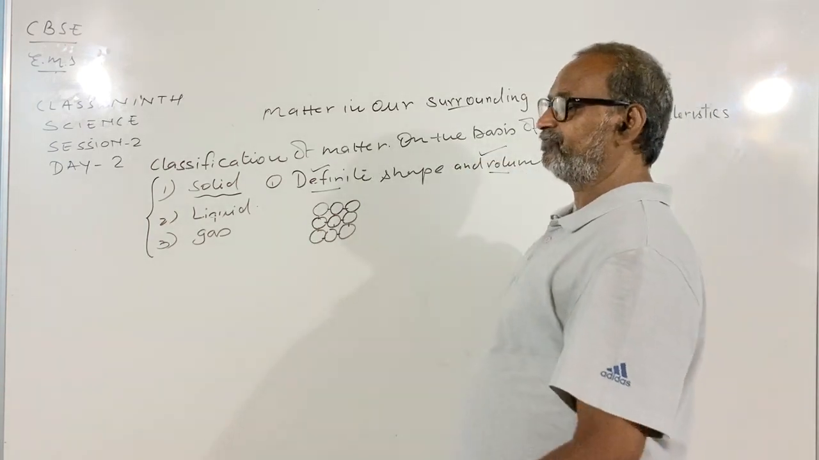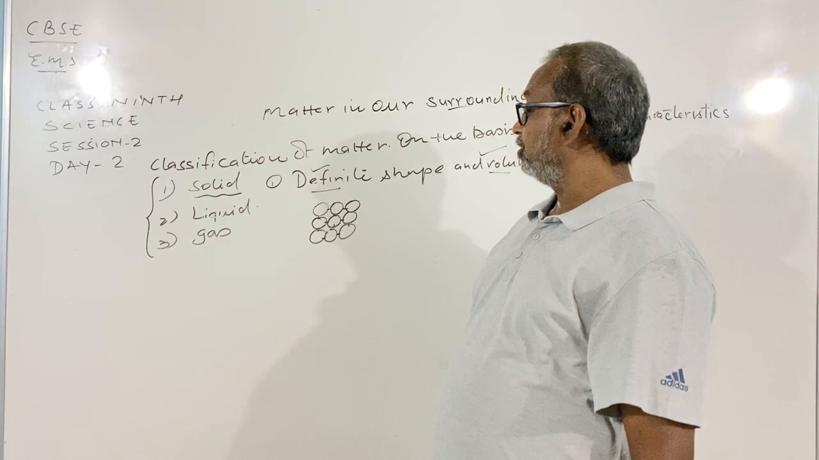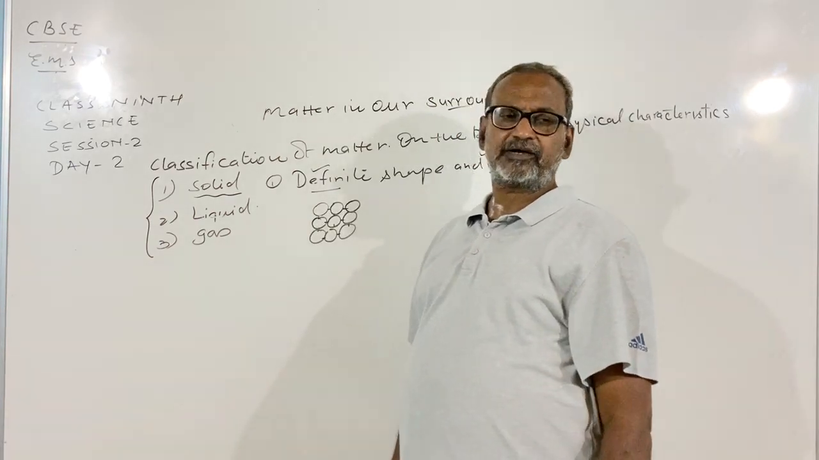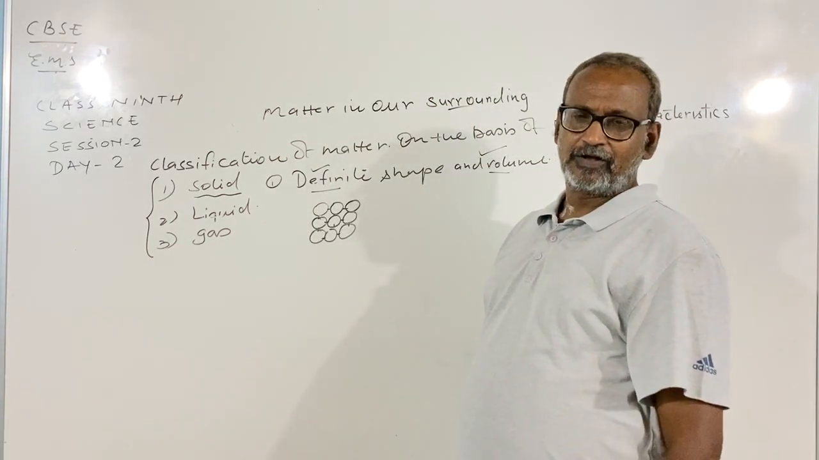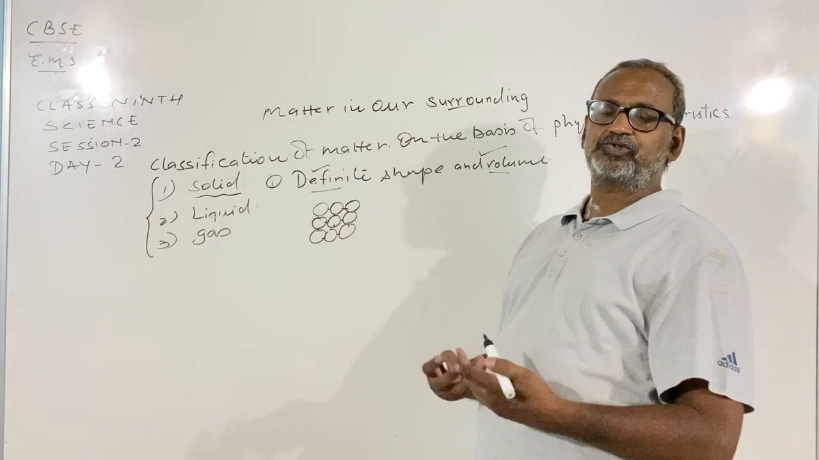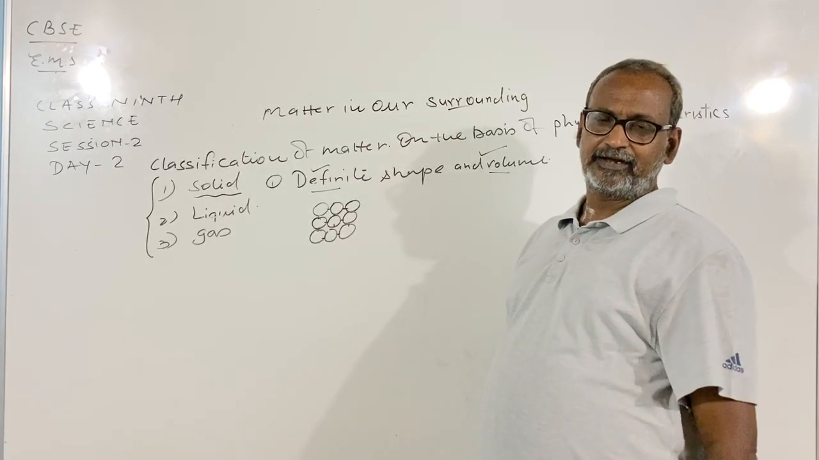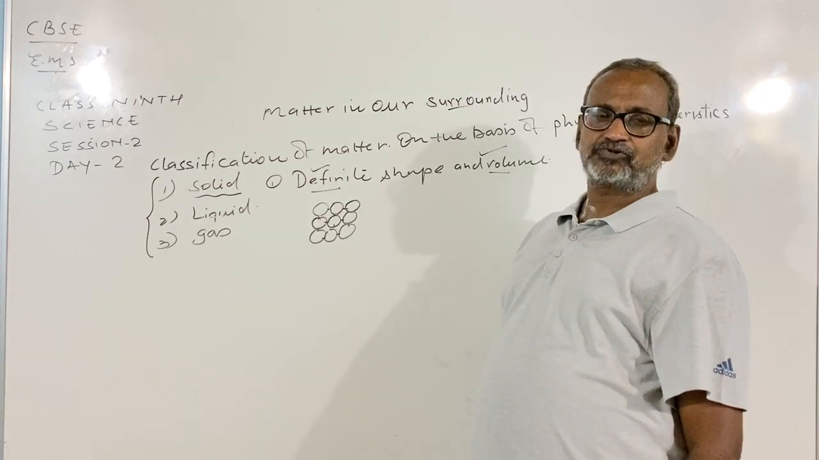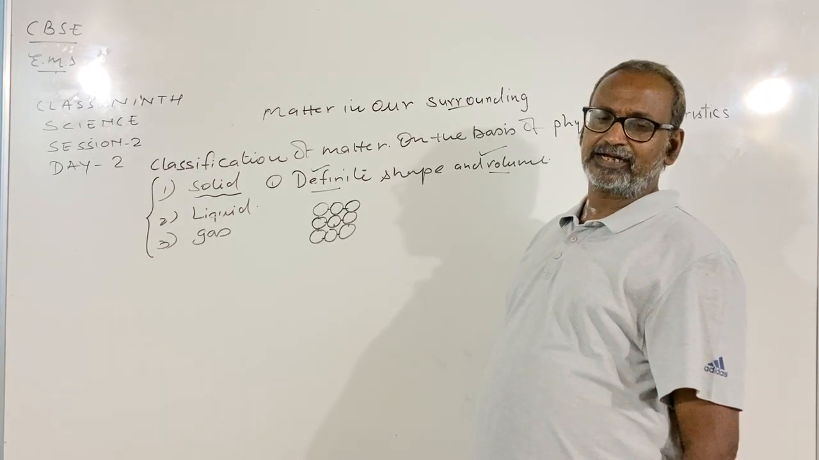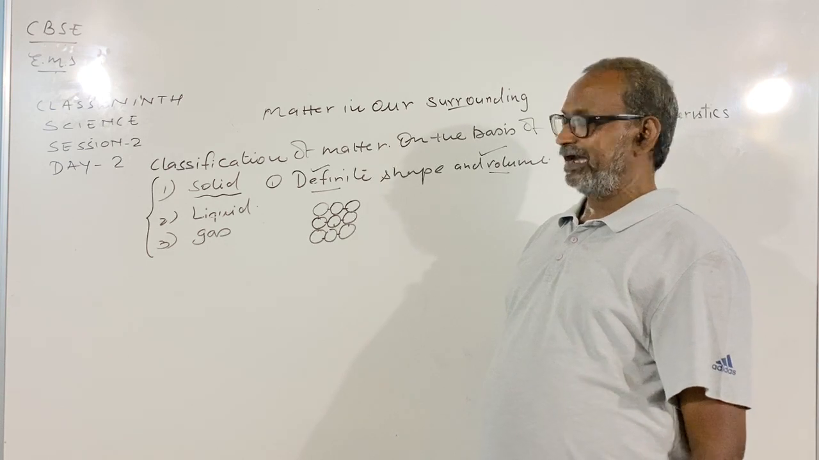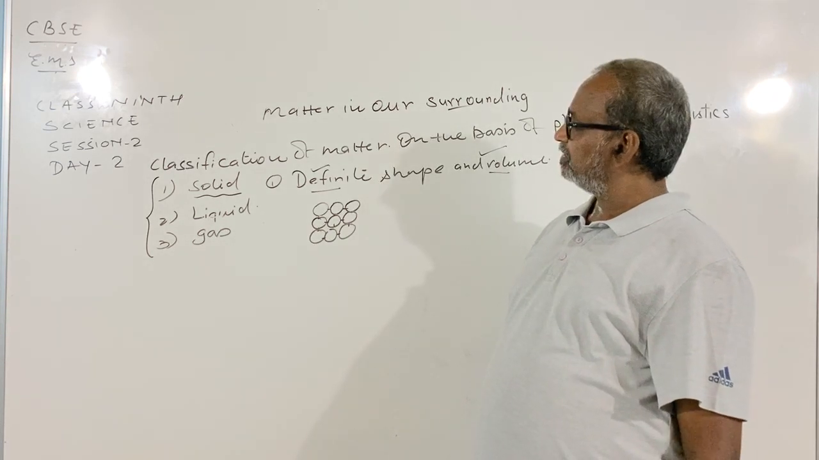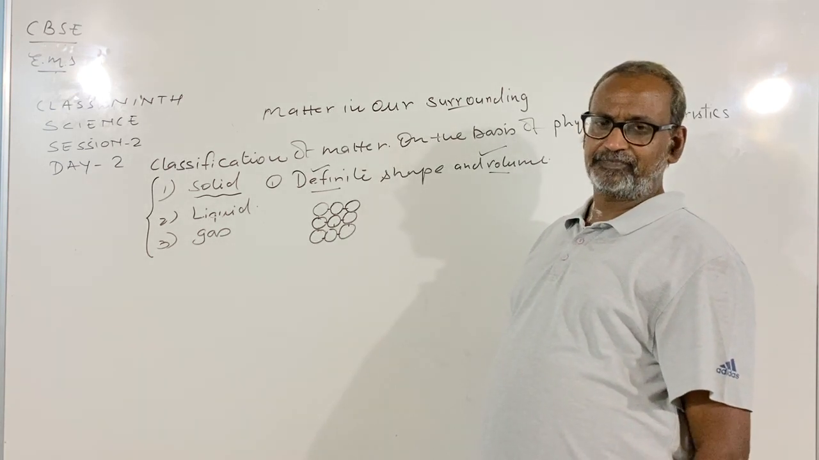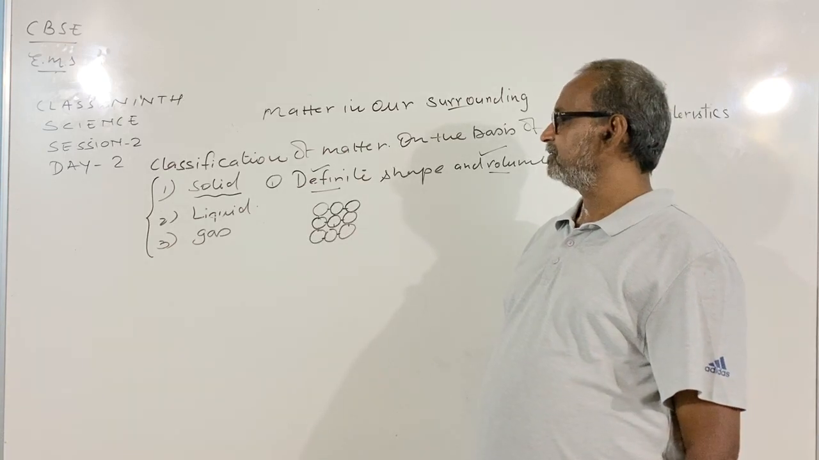सॉलिड का शेप डेफिनेट होता है क्योंकि सॉलिड स्टेट में पार्टिकल एक दूसरे के बहुत क्लोज होते हैं और वो बहुत ही स्ट्रॉन्ग इंटरपार्टिकल फोर्सेस से बंधे हुए होते हैं और ये स्ट्रॉन्ग फोर्सेस उनको अलाउ नहीं करते कि वो मूव करें, and on account of this, solids have definite shape and definite volume.